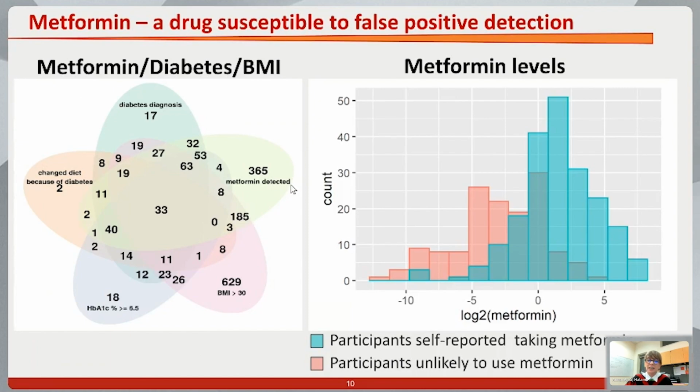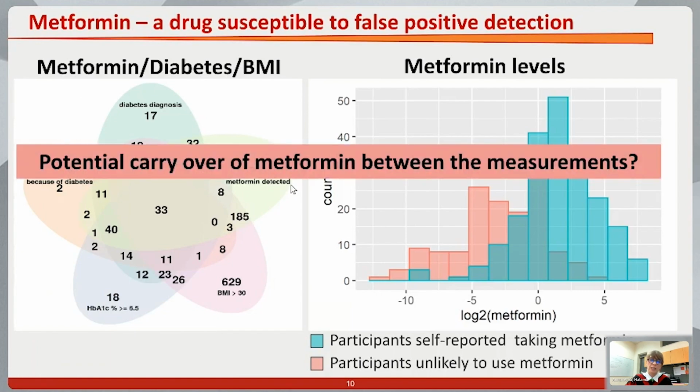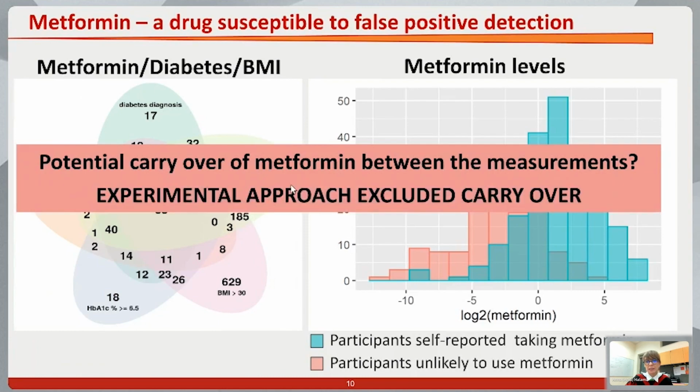Yet still, in the participants unlikely to be taking metformin, there is a signal of metformin. So we engaged in this particular study strongly with Metabolon, because our first thought was that here there is in fact a carryover between different samples. But the colleagues, especially Ania Evans from Metabolon, conducted additional experiments to prove that no carryover is possible. So, of course, the question is, what would be possible in such a scenario?